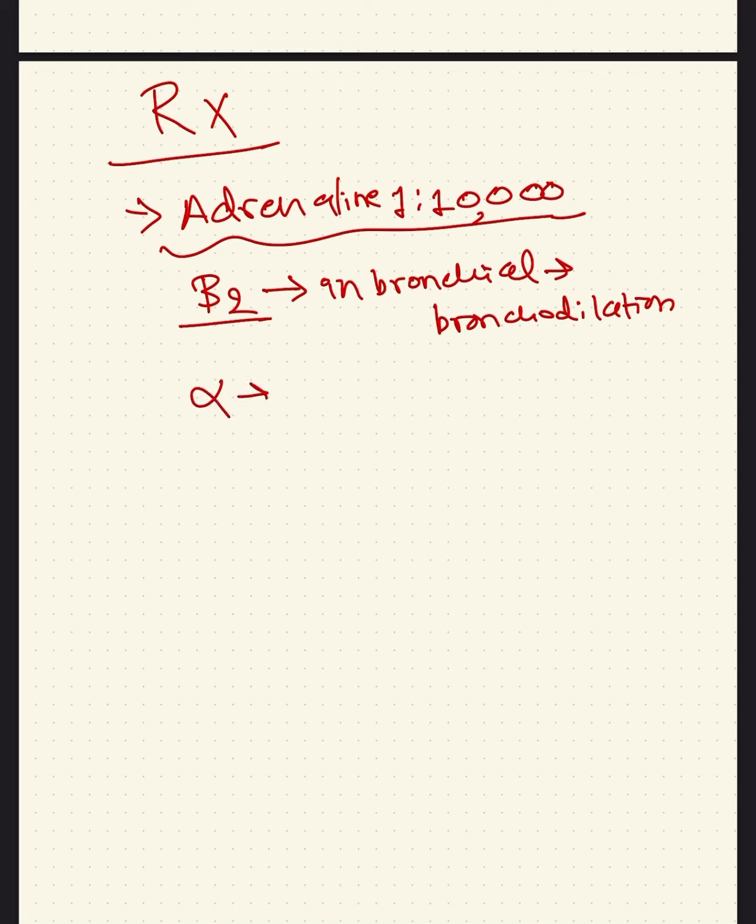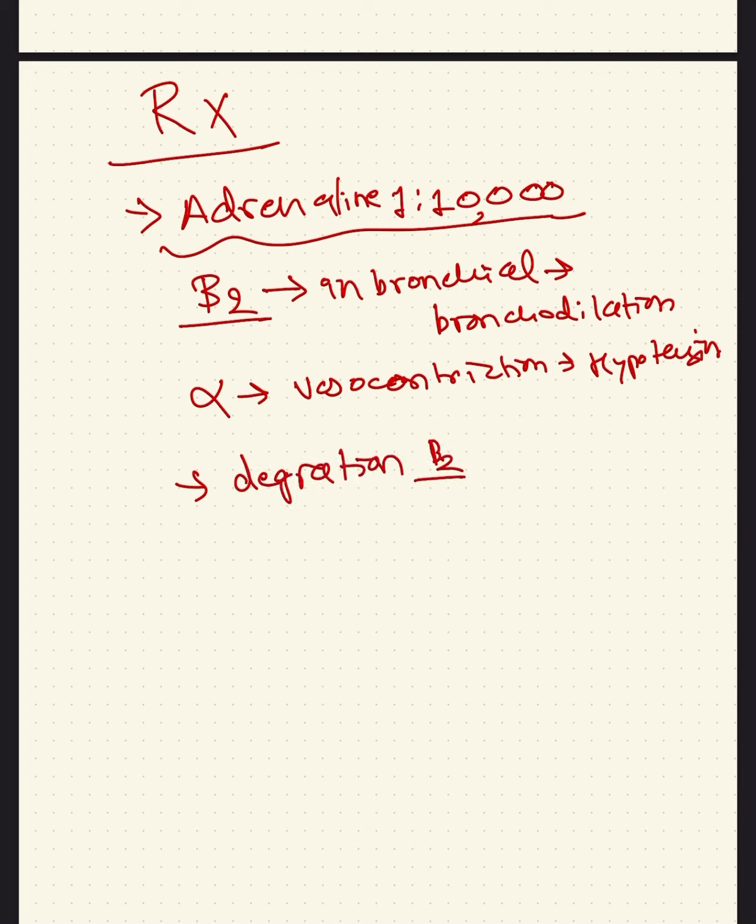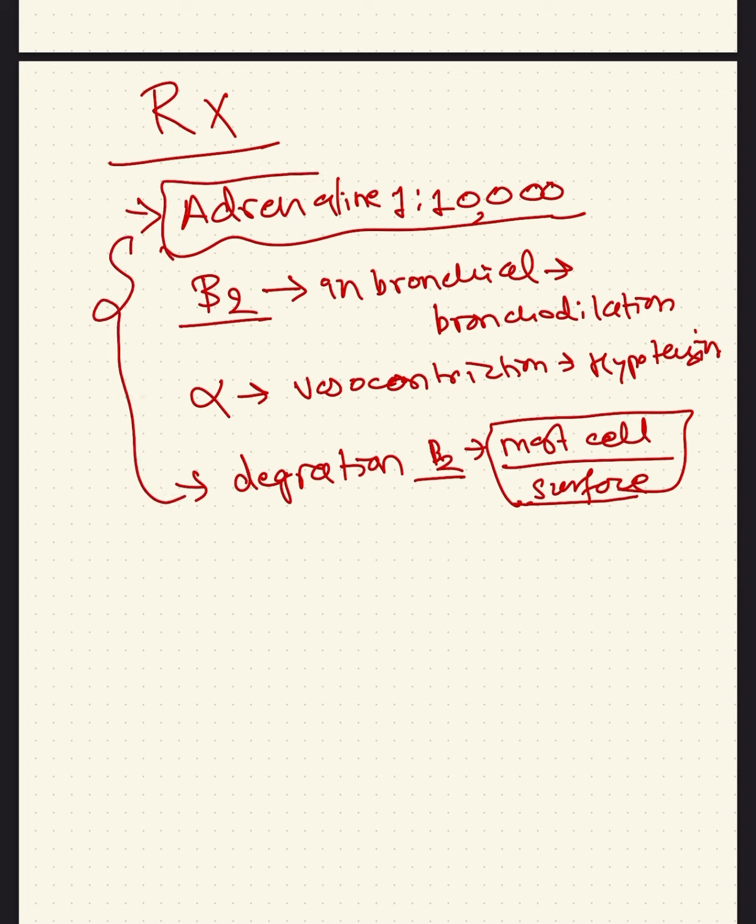And another is that, through binding to the alpha receptor, it causes vasoconstriction, and that prevents the hypotension, right? And another is it also prevents the degranulation of the mast cells. The beta 2 receptor is also present on the mast cell surface. So this adrenaline also prevents the degranulation of the mast cells. This is how adrenaline causes the relief.